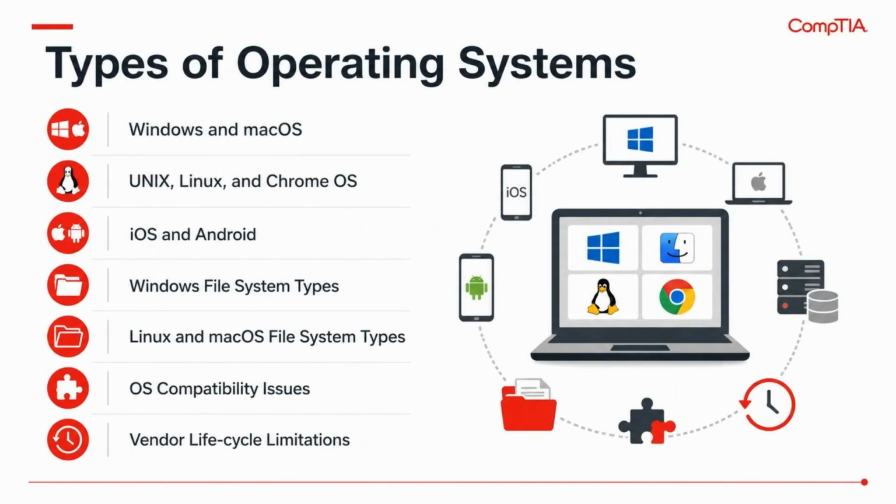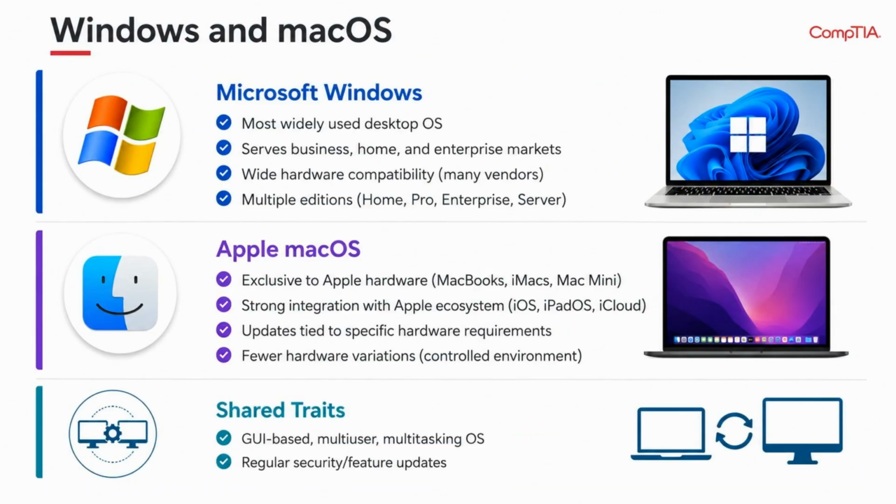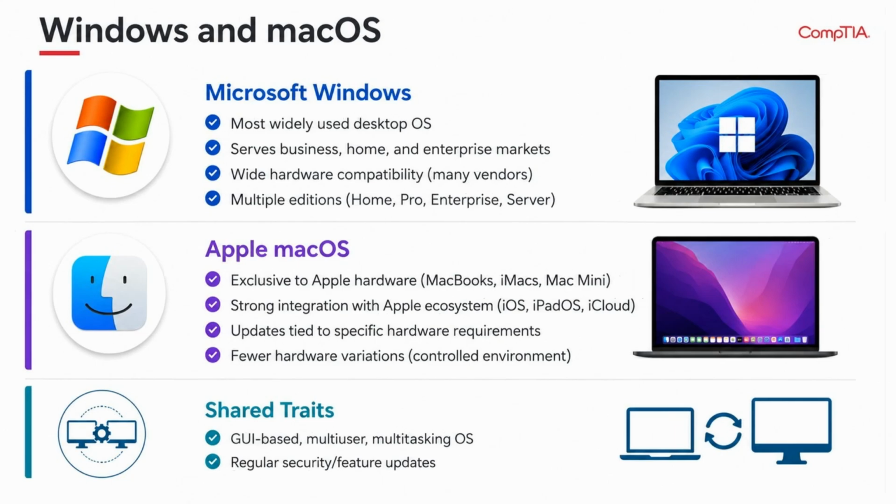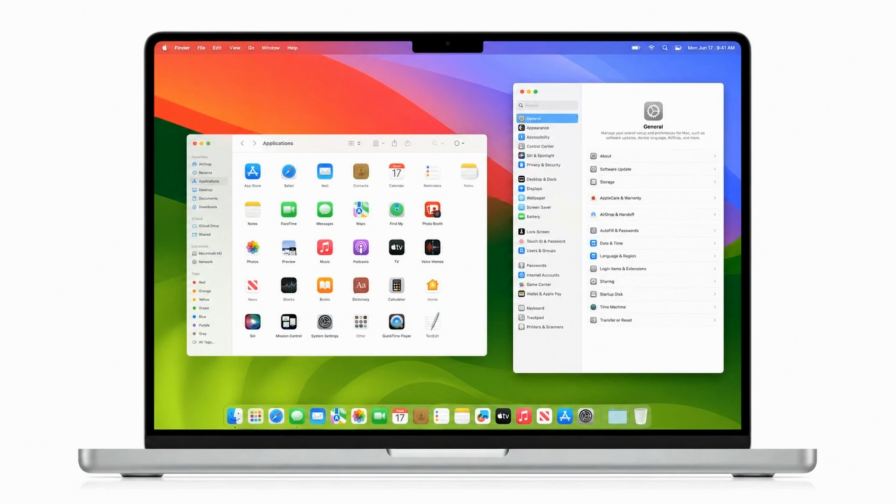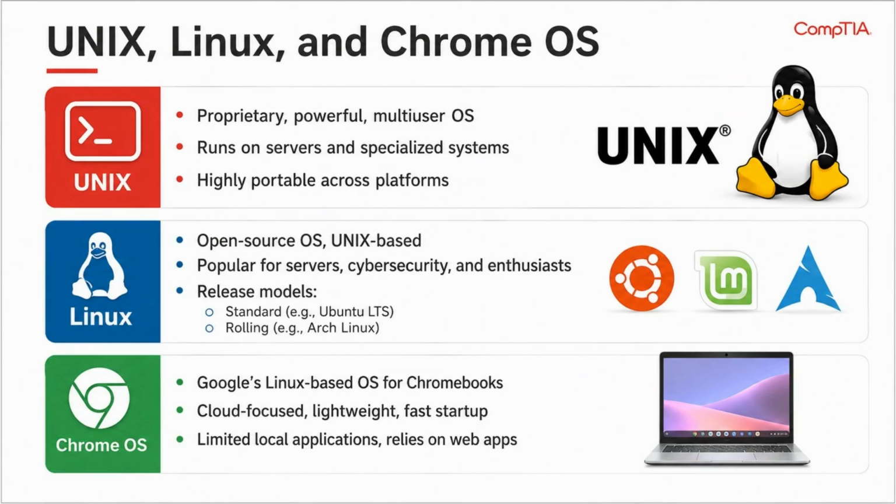We will now break down these categories further, starting with a detailed comparison of Windows and Mac OS, followed by the open-source world of Linux and Chrome OS. Microsoft Windows is highly versatile, supporting diverse hardware and enterprise needs. Apple's Mac OS, by contrast, is a tightly integrated, controlled environment exclusive to Apple hardware. Both Windows and Mac OS share essential characteristics as multi-user, multitasking, GUI-based systems that require routine updates to maintain performance and security.